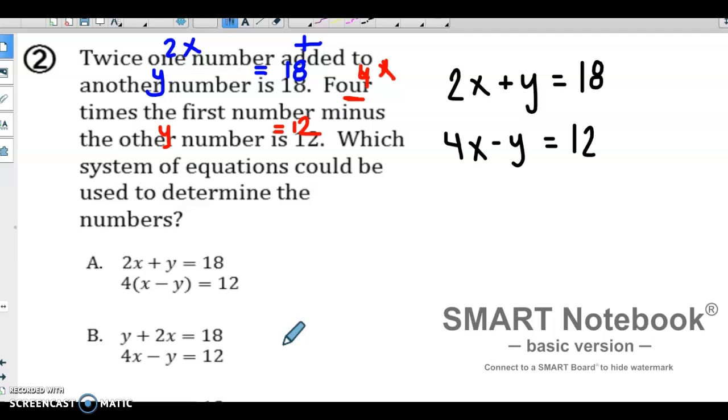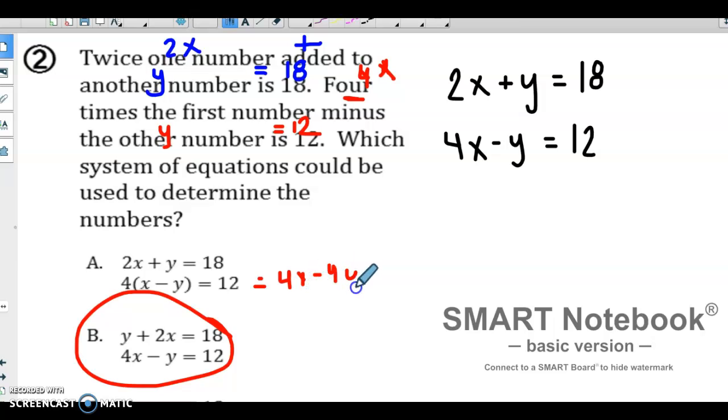So now we've narrowed our choices down to A and B. So our second equation needs to be 4x minus y equals 12. Here we go, letter B. That is the correct answer. A is wrong because if you have the 4 outside the parentheses, that would mean 4x minus 4y would equal 12. And that is not what the word problem told us. So here the correct system is letter B.